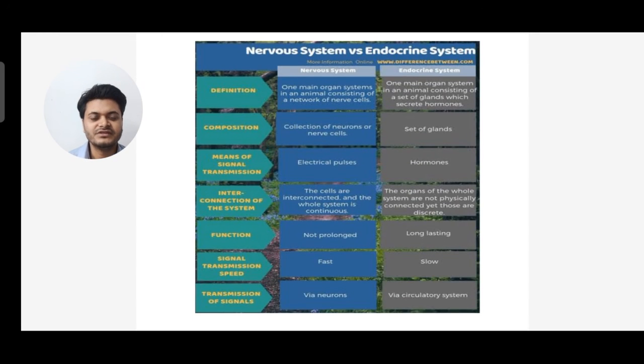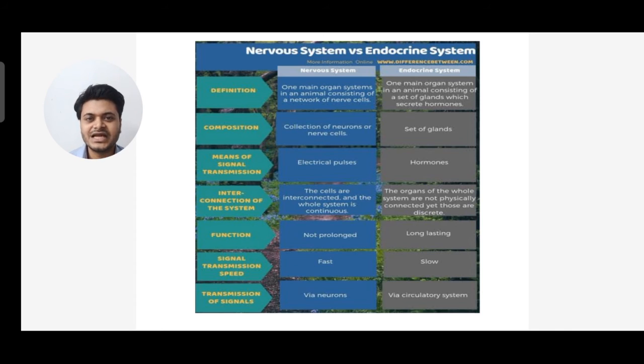Here also I've given the differences between nervous and endocrine system, a little bit in gist form. You can copy this. For composition, the nervous system is a collection of neurons or nerve cells, whereas the endocrine system is a set of glands. The means of signal transmission in the nervous system is electrical impulses, whereas in the endocrine system it is hormones. As for function, the nervous system's effects are not prolonged, whereas the endocrine system is long lasting.